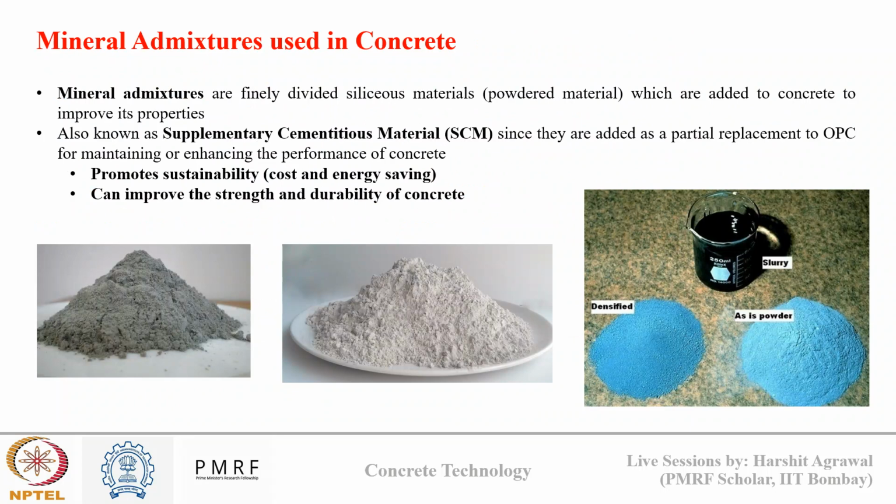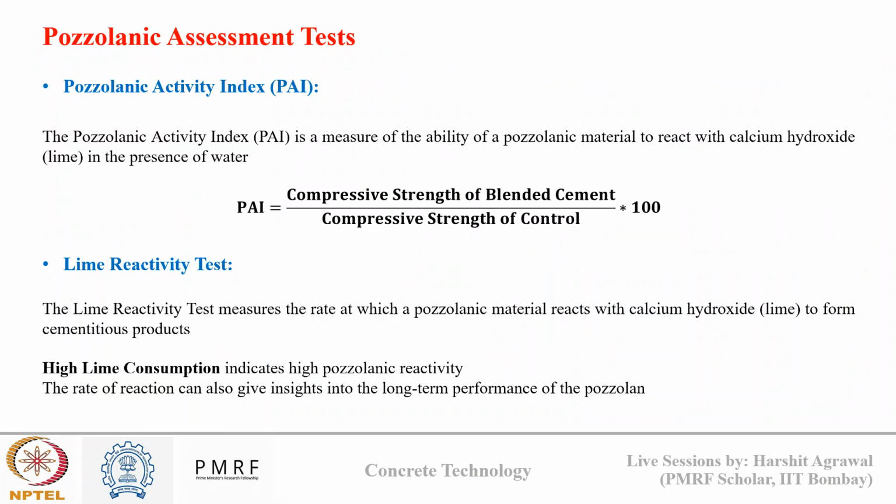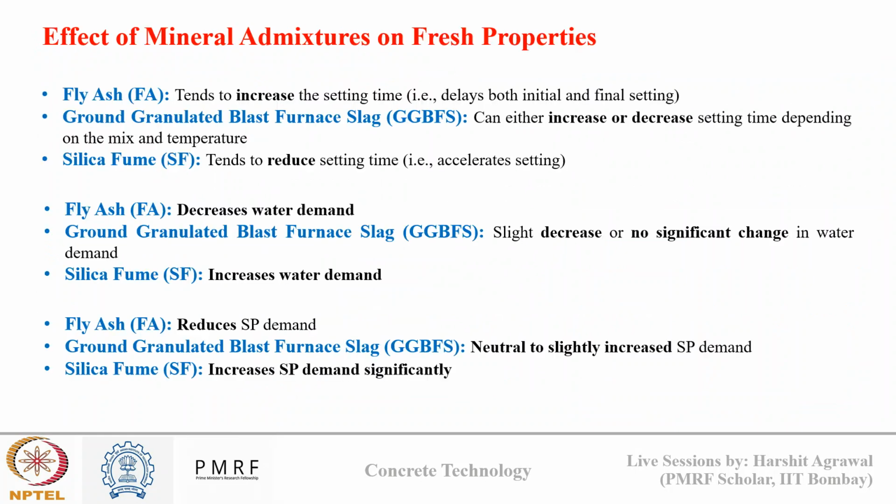Then we started discussion on mineral admixtures, also known as supplementary cementitious materials. Those are used as a partial replacement of cement to promote sustainability and to improve strength and durability. We saw production of some of the commonly used SCMs like fly ash, ground granulated blast furnace slag, and silica fume. We talked about characterization of SCMs to understand why SCMs are reactive and how they differ from each other. We saw different testing methods to evaluate reactivity of a mineral admixture, which are pozzolanic activity index testing and lime reactivity testing. We talked about hydration of pozzolana and the pozzolanic reaction.